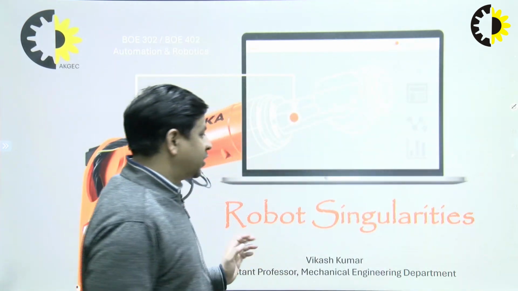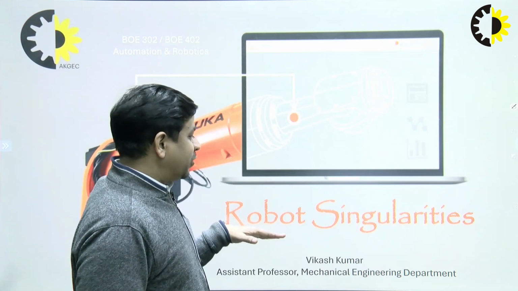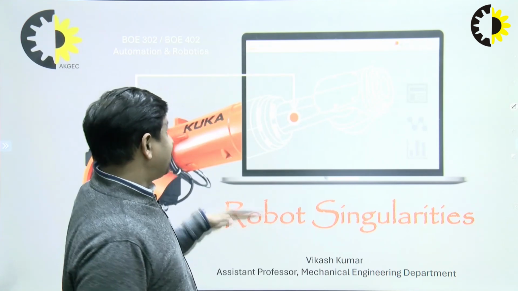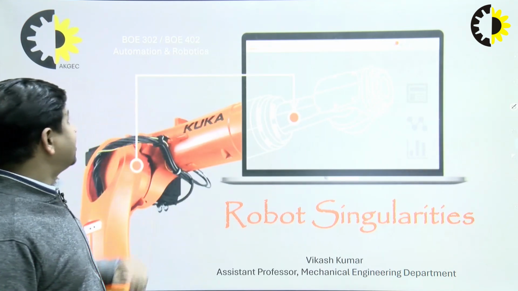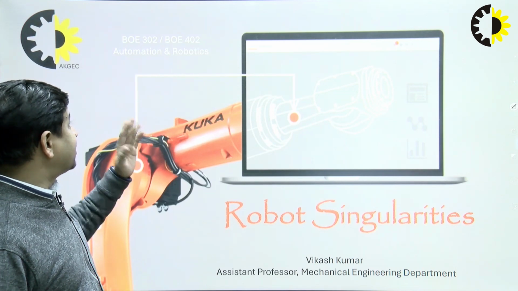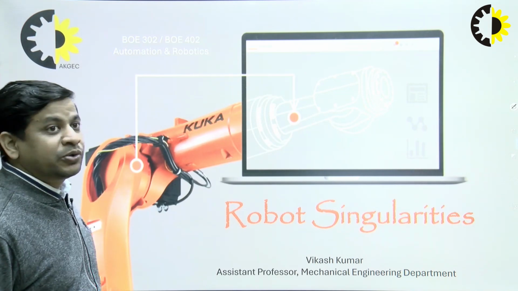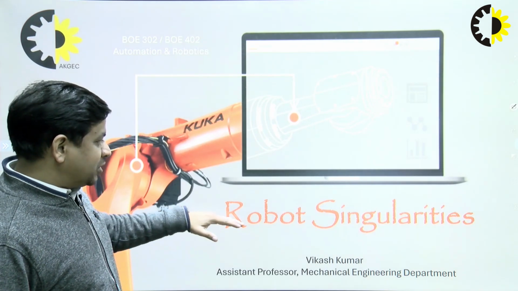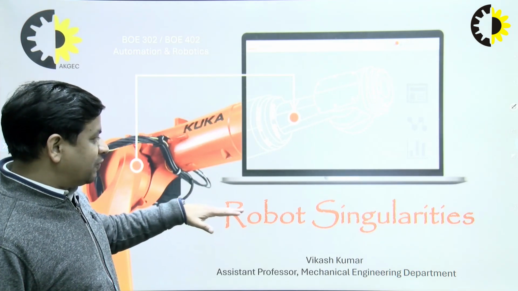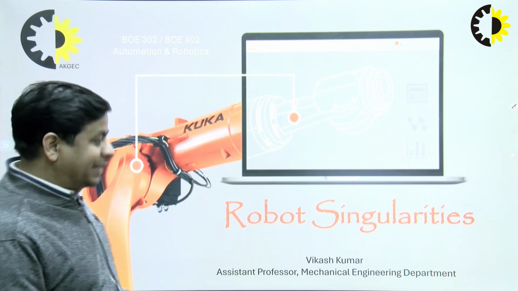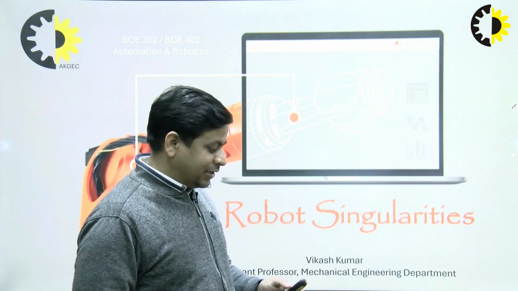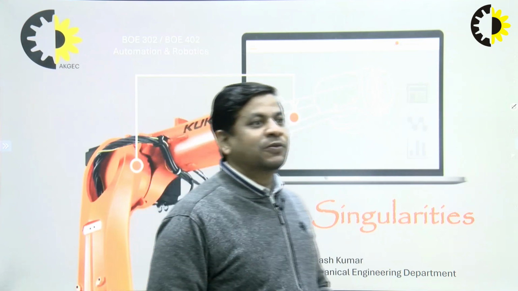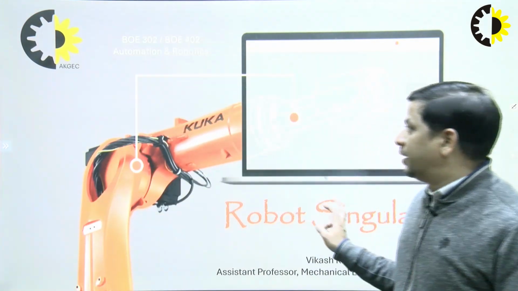Today I am here to present one very complex topic that you usually come across, that is robot singularity. We are going to discuss this topic as a part of our syllabus, that is automation and robotics, subject code BOE 302. As a complex topic, I am just going to give you insight of what exactly robot singularity is. My name is Vikash. I am assistant professor in mechanical engineering department.